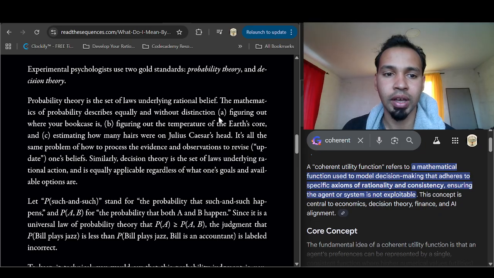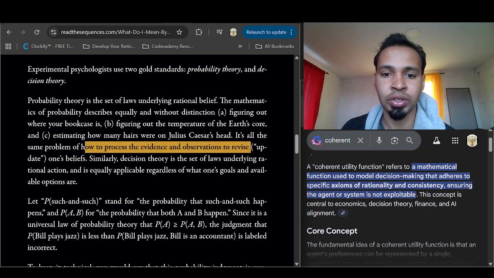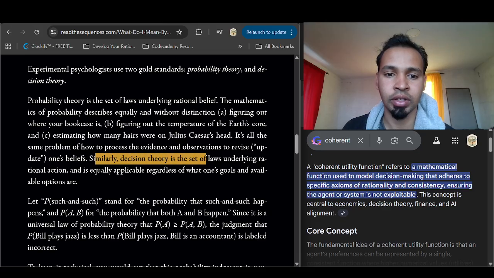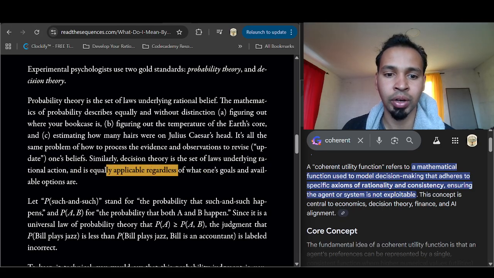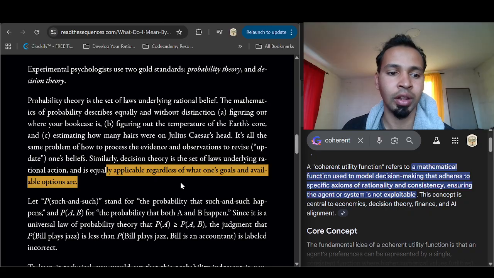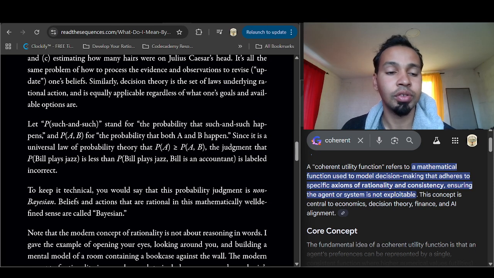So I'm going to read that one more time. The mathematics of probability describes equally and without distinction figuring out where your bookcase is, figuring out the temperature of the Earth's core, estimating how many hairs were on Julius Caesar's head. All of that falls under probability theory. It's all the same problem of how to process the evidence and observations to revise, update one's beliefs. Similarly, decision theory is the set of laws underlying rational action and is equally applicable regardless of what one's goals and available options are.